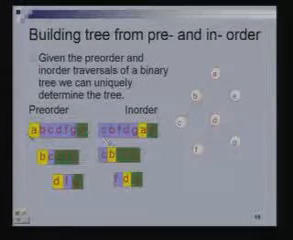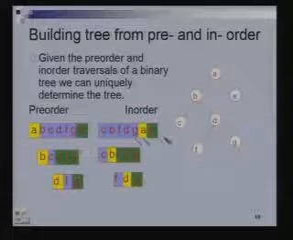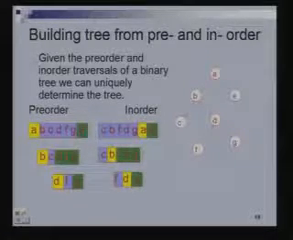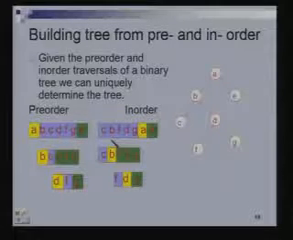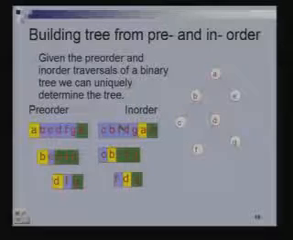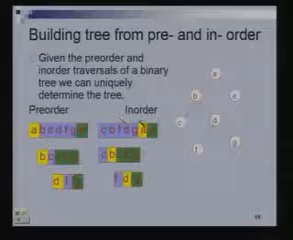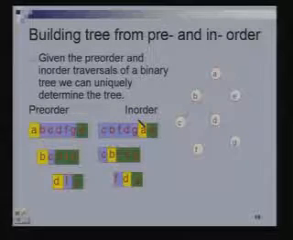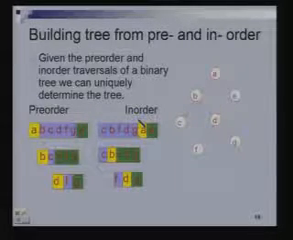Now it might be possible that, given any arbitrary sequences, it's not necessary that there is a binary tree corresponding to that. So you will also have to flag an error if the sequences that are given to you are such that they could not possibly be the pre and in-order traversal of any binary tree.